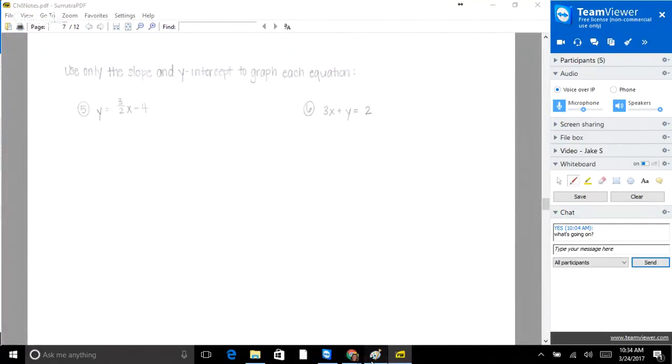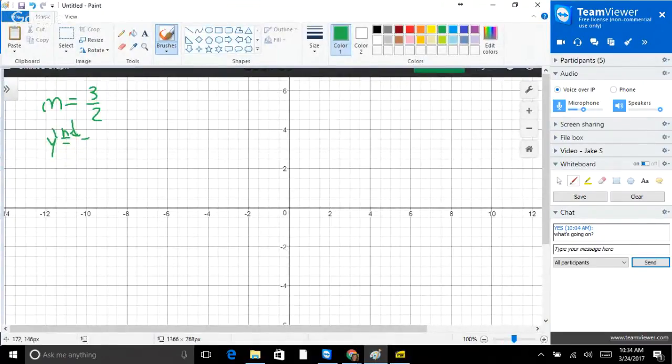Okay. So let's graph this with just this information. The first thing you always want to graph is your y-intercept, because that gives you a starting point. The y-intercept is where it hits the y-axis. So it hits the y-axis at -4, which is right down here. So boom, you have 1 point on your line.